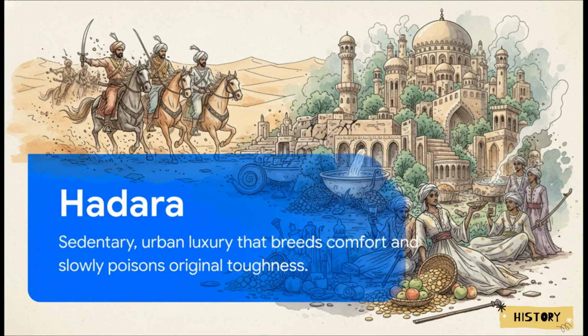Think back to our tough desert conquerors for a second. Now they're living in cities. They're getting used to fine silk clothing, exotic foods, huge palaces, hot baths, the whole shebang. This comfort breeds deep complacency. It creates a massive psychological and social erosion.